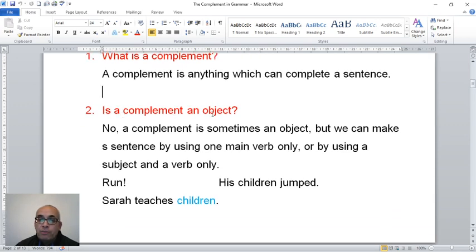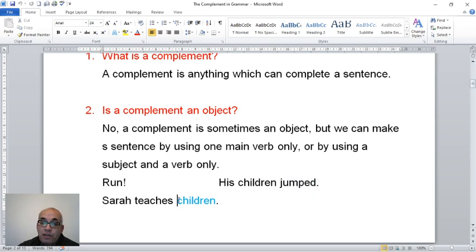Is a complement an object? No. A complement is sometimes an object, but we can make a sentence by using one main verb only, or by using a subject and a verb. Run. One main verb makes a sentence. There is no complement. His children jumped. Again, we don't have a complement. We've got the subject, and jumped is the verb.